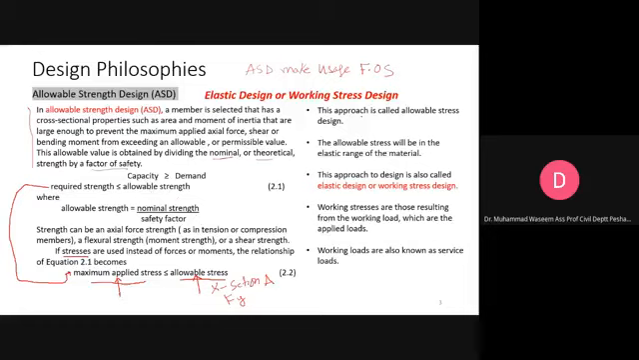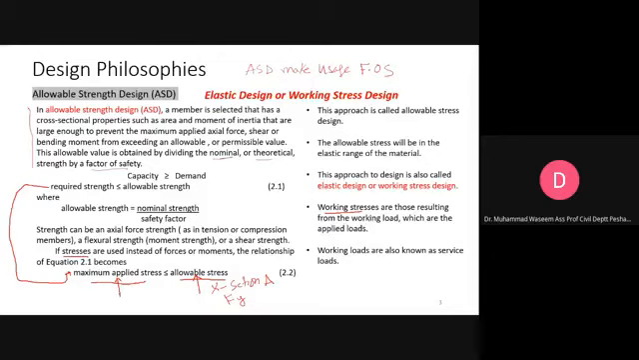Now, allowable strength design and allowable stress design are used interchangeably. As I told you, this allowable strength design or allowable stress design, we also call it elastic design or working stress design. Now what are the working stresses? Working stresses are those stresses which result from a service load. When the loads are service loads, the stresses which are produced in the member, we call them the working stresses.